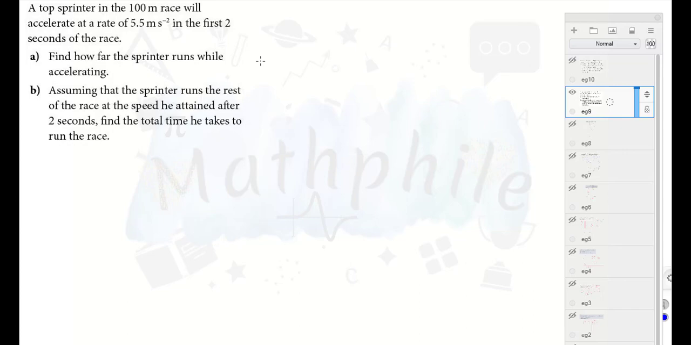Okay, so you can solve more questions on this. Have you written down the question? The first sprinter in the 100 meters race will accelerate at a rate of 5.5 meters per second squared in the first 2 seconds of the race. How far is it? Blah blah blah. This one is a linear question.